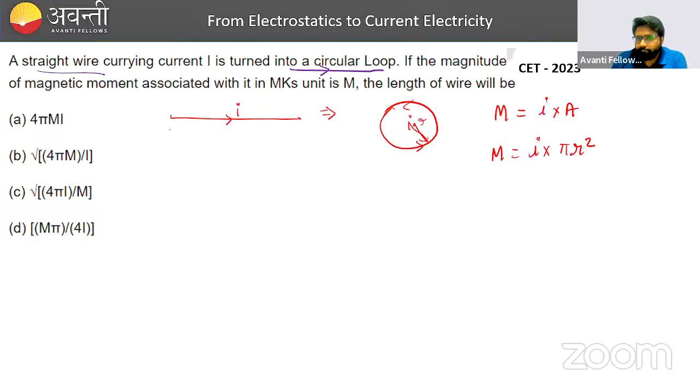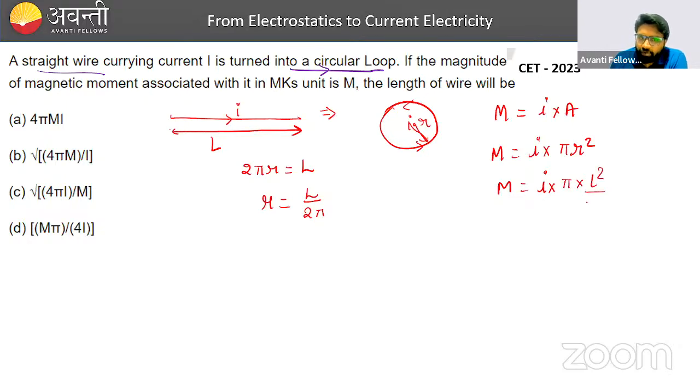Okay. Clear? So M is equal to I into pi r square. Now what will happen here? We need to calculate the length of the wire. Let's say the length of the wire is L initially, and this length L is bent into this circular form. So we can say that 2 pi r, which is the circumference of this circle, is equal to the length of the rod. So from here we can get the value of r as L upon 2 pi, and put it into this expression. M is equal to I into pi r square will be L square over 4 pi square.